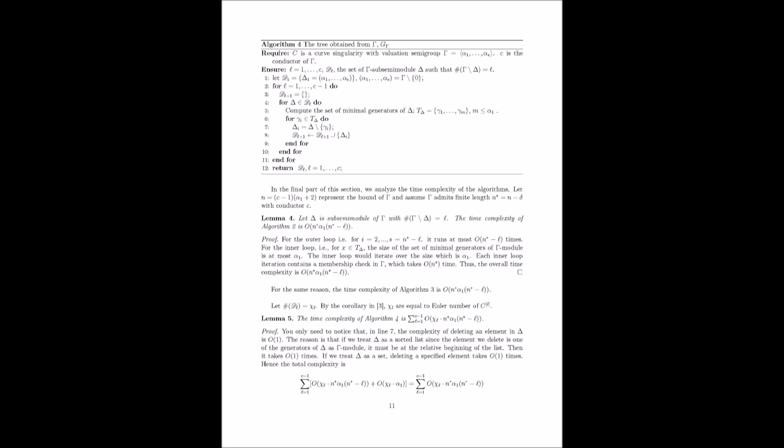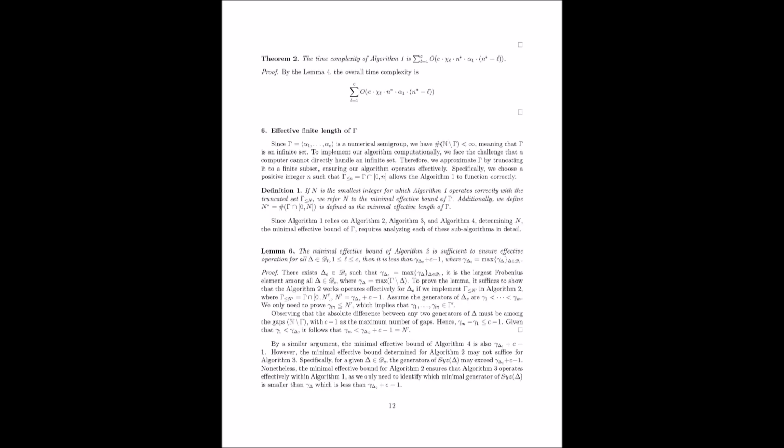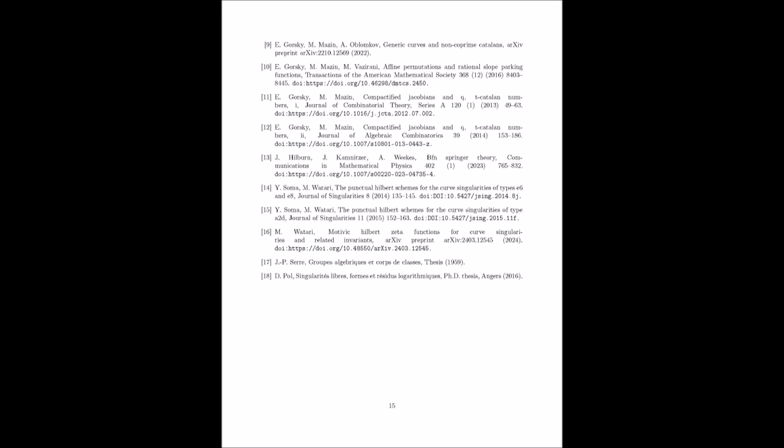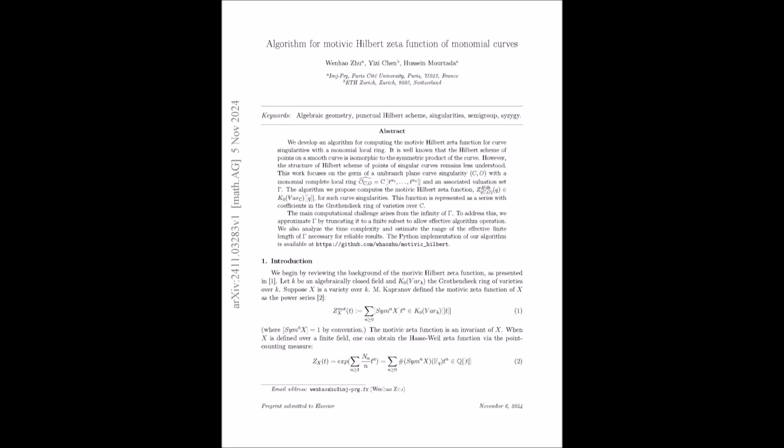Exactly. Inside this loop, for each subsemimodule delta in the set D sub L, the algorithm does the following. First, it computes the Frobenius element of delta, gamma sub delta, the largest element of gamma not in delta. It uses algorithm 2 to find the minimal generators of delta as a module over gamma, storing them in the set T sub delta, which equals {gamma 1, all the way up to gamma m}. Algorithm 3 is called to compute the syzygy module of delta, Sys(delta), capturing the relationships between delta's minimal generators.